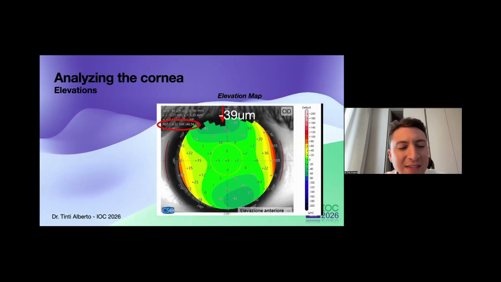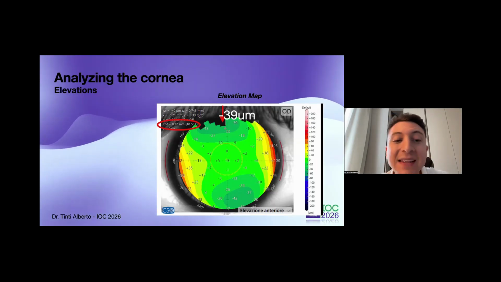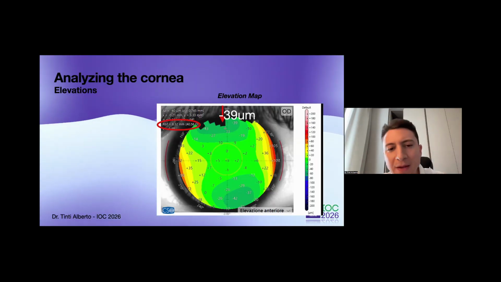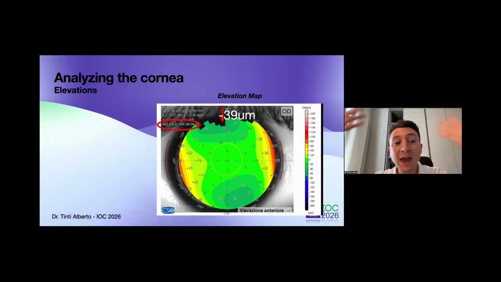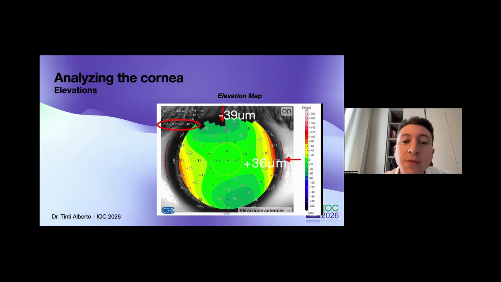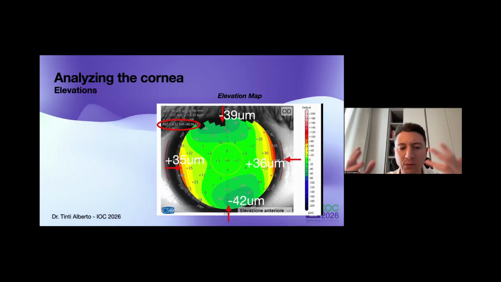So basically, this sphere is generated by the topographer to approximate the overall shape of the cornea. This reference represents our zero level, from which elevations are calculated. Now, if we look at the different meridians, we're going to see plus 36 microns, minus 42 microns, and plus 35 microns. So we can compare the elevation values.